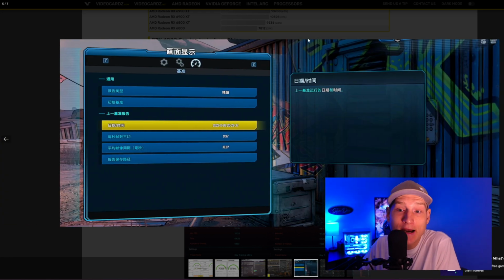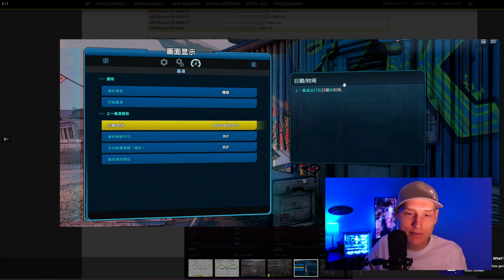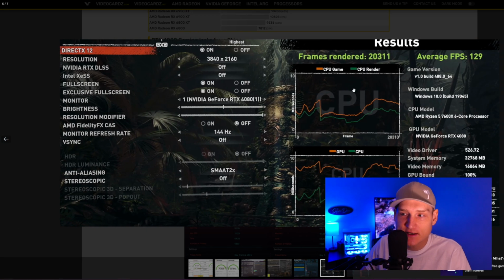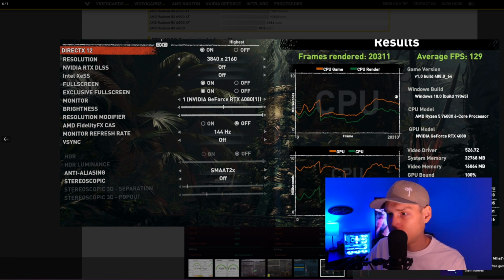Literally, can any of you even see that or read it? I'm just gonna guess that none of us can. So anyways, this is Shadow of the Tomb Raider, right? That's what that looks like.